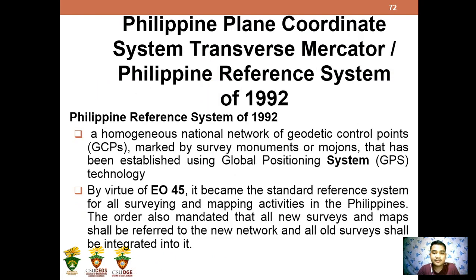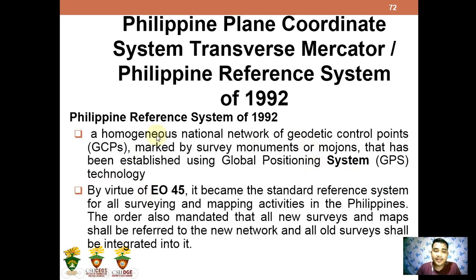And here it comes. Sunod ni PPCS-TM Luzon 1911, niabot na pud ni si PPCS-TM Philippine Reference System of 1992. So in Philippine Reference System of 1992, it is a homogeneous national network of geodetic control points or GCPs, which is marked by survey monuments or mohon. That was being established using global positioning systems or GPS technology.